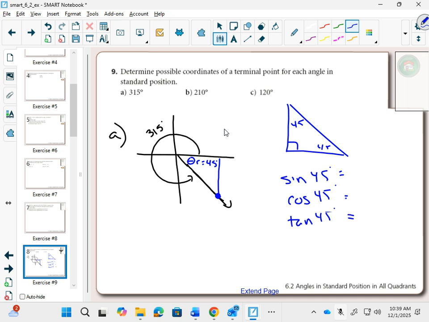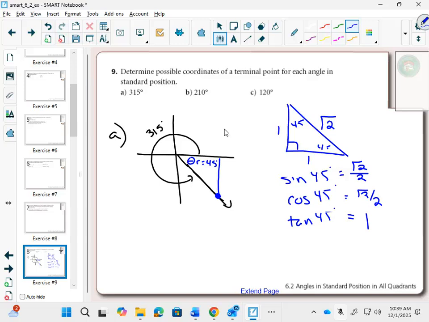What were the sides that we put on the 45 one? We did 1, 1, and then a squared plus b squared equals c squared, root 2. And after rationalizing, sine was root 2 over 2, cos was root 2 over 2, and tan was 1. What does this mean for us?